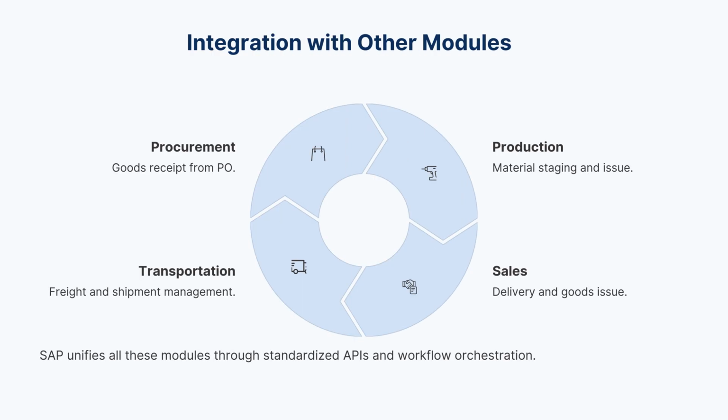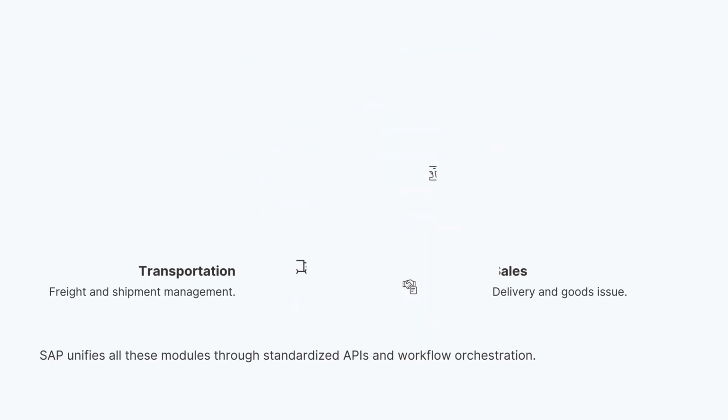Integration with other modules. Logistics execution interacts with every area of the enterprise. Procurement triggers goods receipts, production consumes materials, sales initiates outbound deliveries, and TM manages shipments. All these modules are unified through standard APIs and process automation in the SAP Cloud environment.